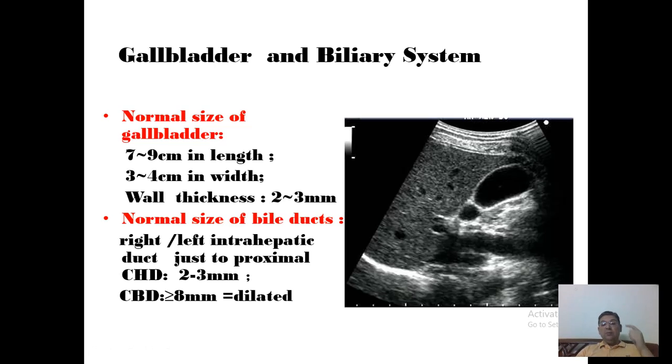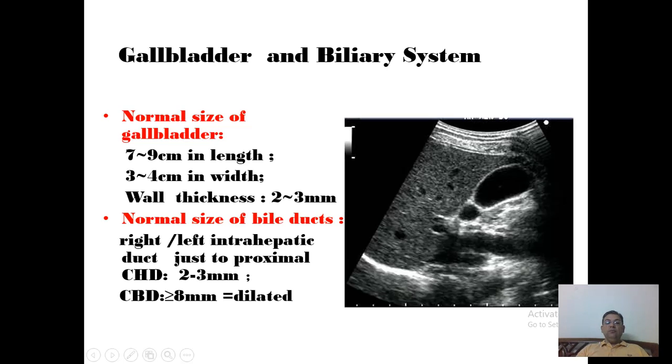So once we do talk about the ultrasound of the gallbladder and the biliary system, the normal size of the gallbladder is about 7 to 9 centimeter. This is the gallbladder here. The width is 3 to 4 centimeter. The wall thickness, it is a very important thing, the wall thickness. The normal wall thickness of gallbladder is 2 to 3 millimeter.